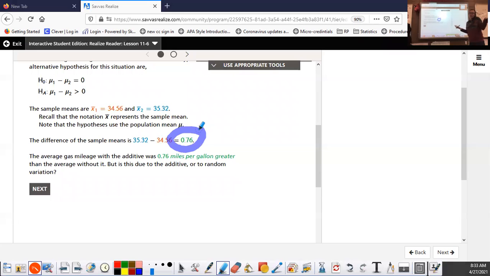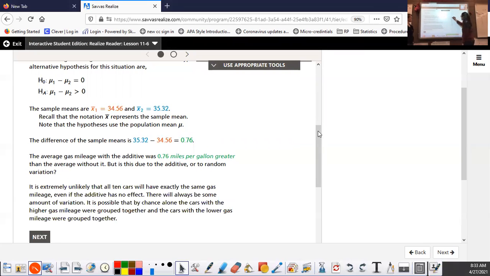We say, oh, you got better gas mileage. But is that enough to actually say that? Or is it due, like the basketball problem from the previous lesson, to random chance? Random variation is the official math terminology.